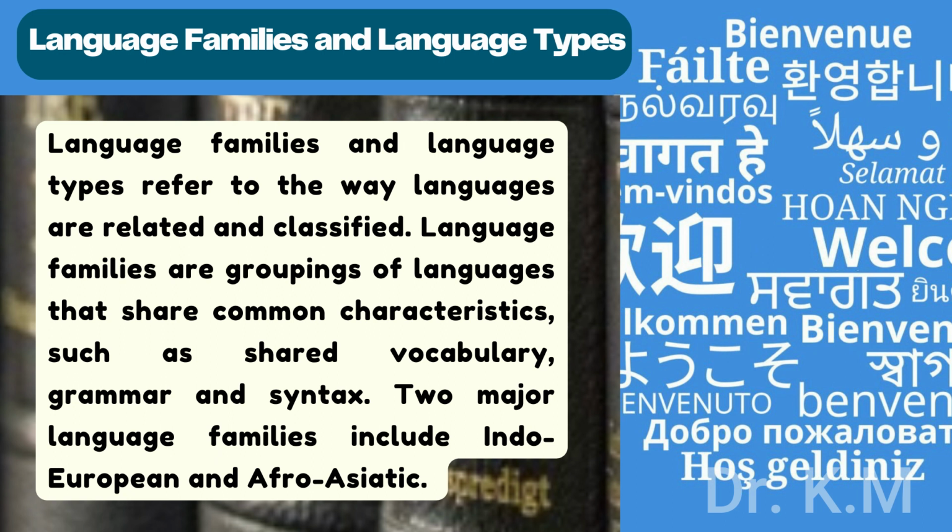Language families and language types. Language families and language types refer to the way languages are related and classified. Language families are groupings of languages that share common characteristics, such as shared vocabulary, grammar and syntax. Two major language families include Indo-European and Afro-Asiatic.